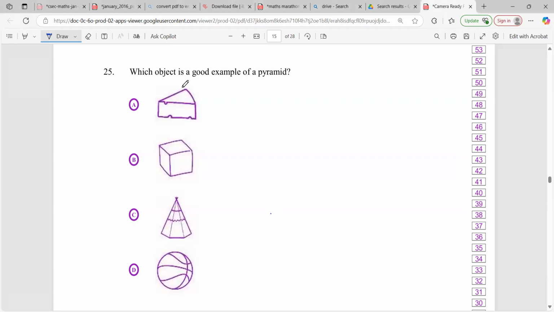All right. Which object is a good example of a pyramid? C. Sir, I volunteer, sir. C, sir. The thing is, guys, C could have been like the hexagonal pyramid, right? It almost looks like it. 1, 2, 3, 4, 5. Yeah, you see, that looks like the hexagonal one.